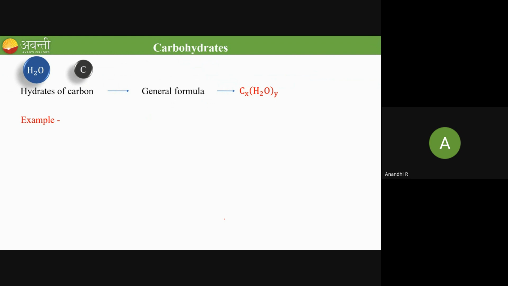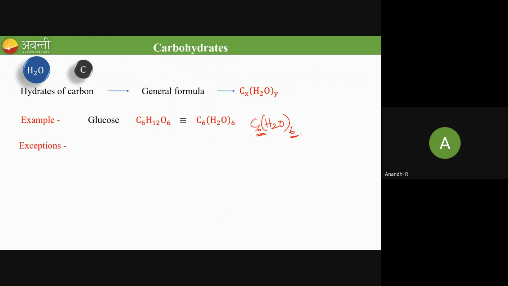Let us see an example to understand this. Glucose is taken here. C6H12O6 is the molecular formula for glucose. What is the x value? The x value is 6 here. And what about the y value? We can write it as C6(H2O)6, so 2 times 6 becomes 12 hydrogens and 6 oxygens. So the x value is 6 and y is also 6. The compounds which fall in this formula are called carbohydrates. So glucose is an example.